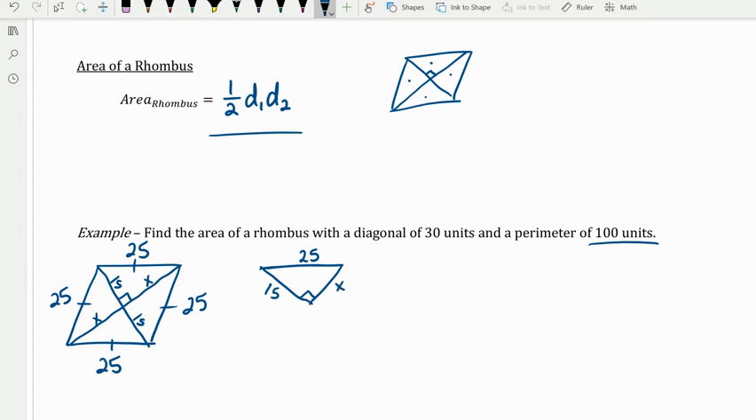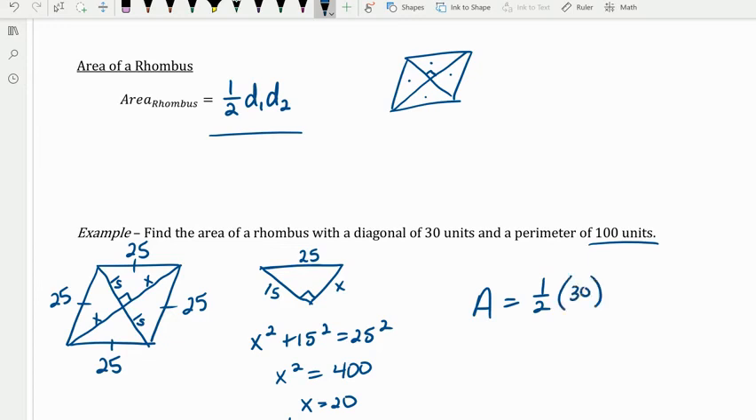So to solve for the other one, you get x squared plus 15 squared equals 25 squared. That's 625 minus 225, so x squared is 400, which means x is 20. So then that means that our other diagonal would be 40, right? It's twice that. So to find my area, I'm going to do 1/2 the first diagonal, which is 30, times the other diagonal, which we just found is 40. That's, let's see, 1200, and then half of that would be 600 for the area of our rhombus. I guess we can put units squared on there.